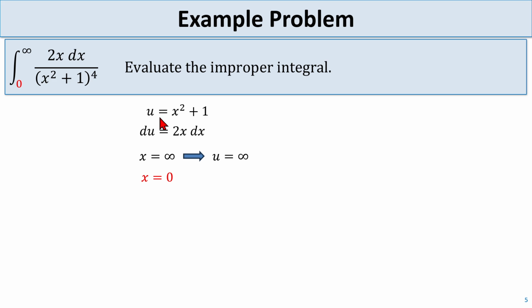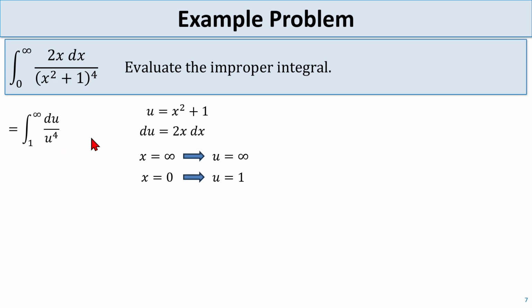The lower limit in this problem does change. When x is 0, if I plug that into the formula for u, I get 0 squared plus 1. And so u is equal to 1 when x is equal to 0. Now that we have the new limits of integration and the two formulas that we need for our substitution, we can actually make the substitution. So the lower limit of integration changed to 1. The numerator is exactly du. And x squared plus 1, that was u, and it's being raised to the power 4.